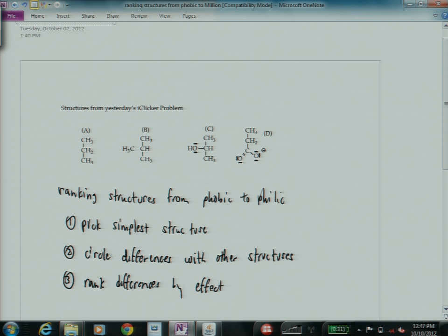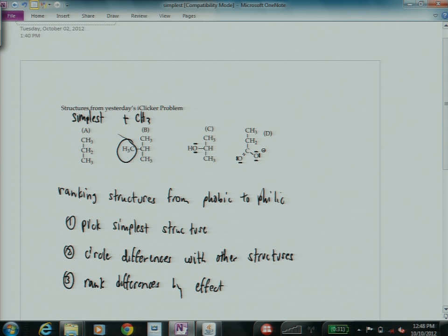All right, so for example, the simplest structure there is this one. If you look at that, what's the difference between A and B? What's the difference between those two? Somebody raise your hand and say it. The number of hydrogens is greater, which is important, but more important, you've added CH3, compared to the simplest one.